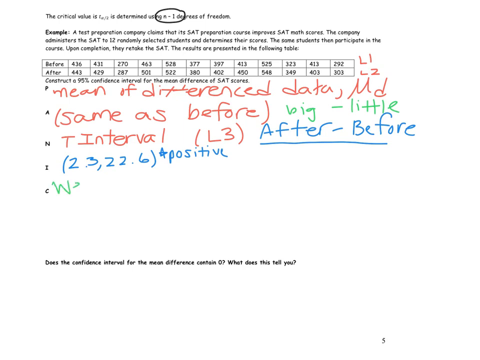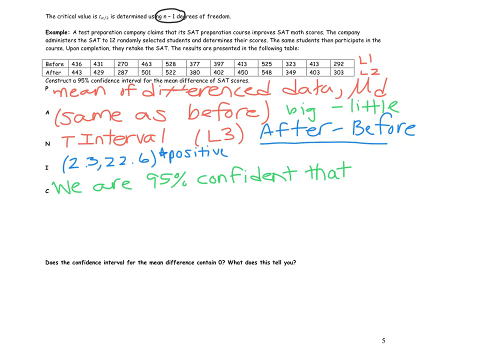So we are 95% confident. All right, and then the kind of generic way we could write it that doesn't really give us a lot of information is we could say that the mean difference of the SAT scores is between 2.3 and 22.6 points, right? But that doesn't tell us anything. It doesn't tell us any information about the class. So let's be more specific.